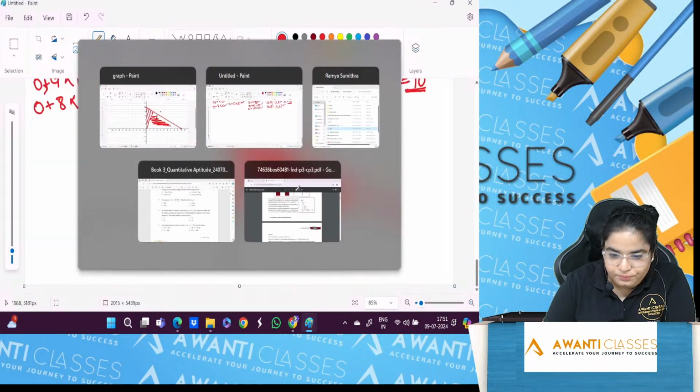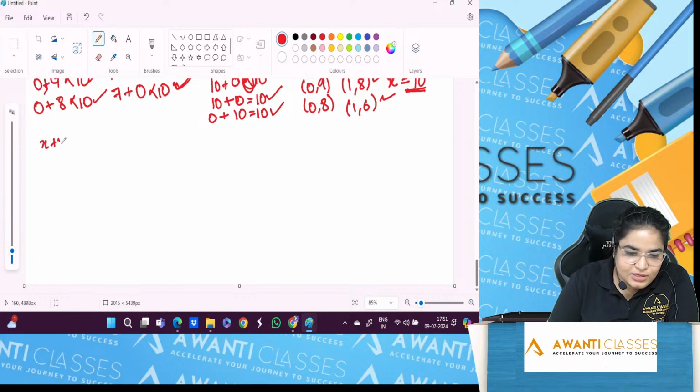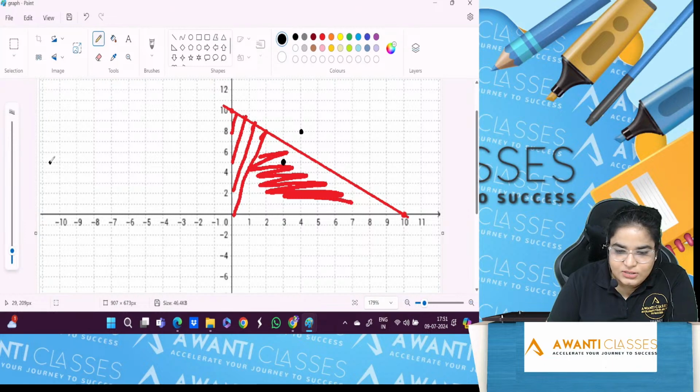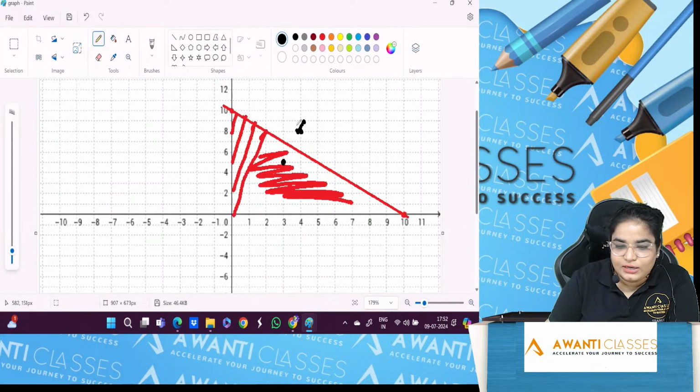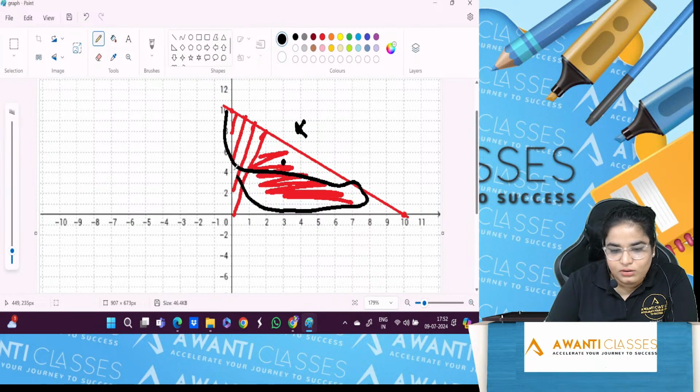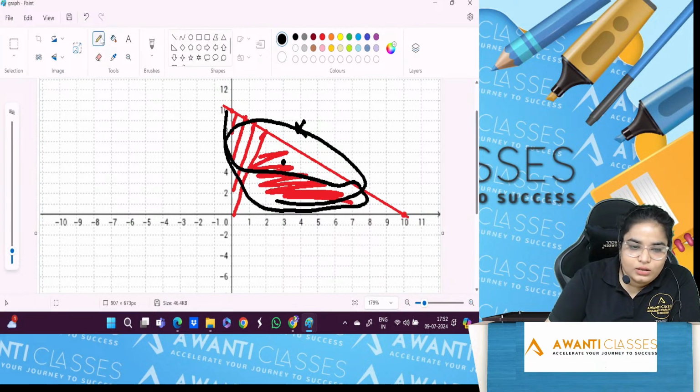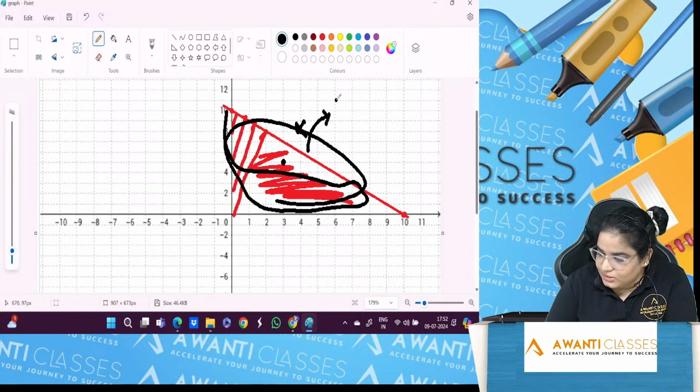8, 4. If x plus y should be less than or equal to 10, if x is 4 and y is 8, is it less than or equal to 10? Is 12 less than or equal to 10? No. So, this did not work. So, this area will work. Now, this area, the shaded area, is called the solution area.